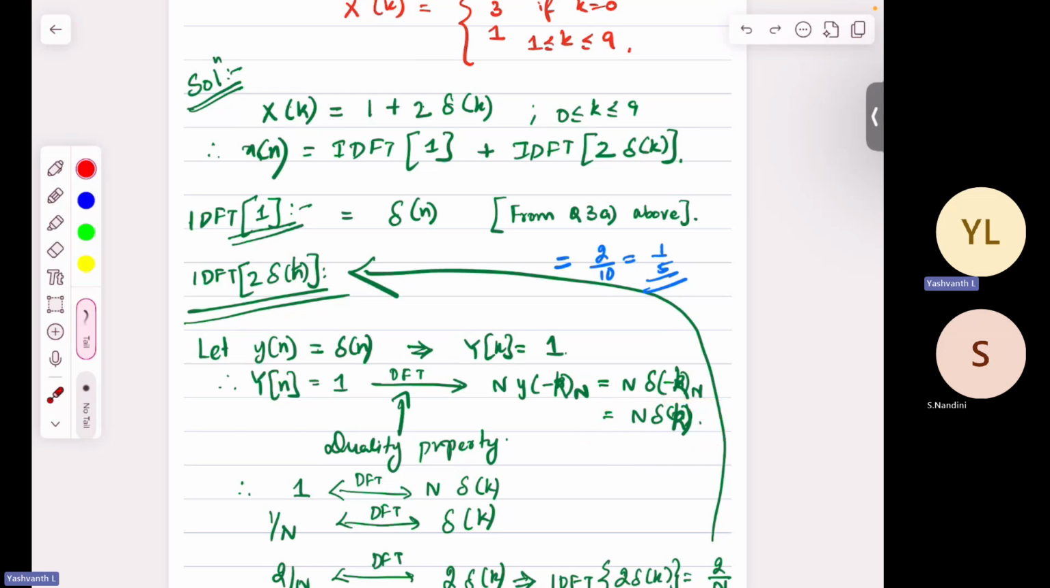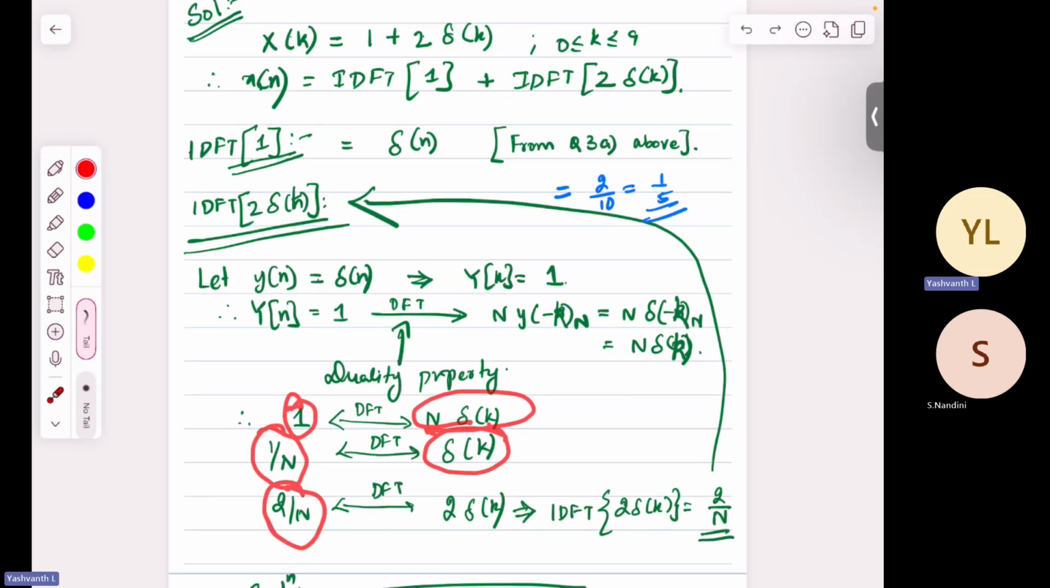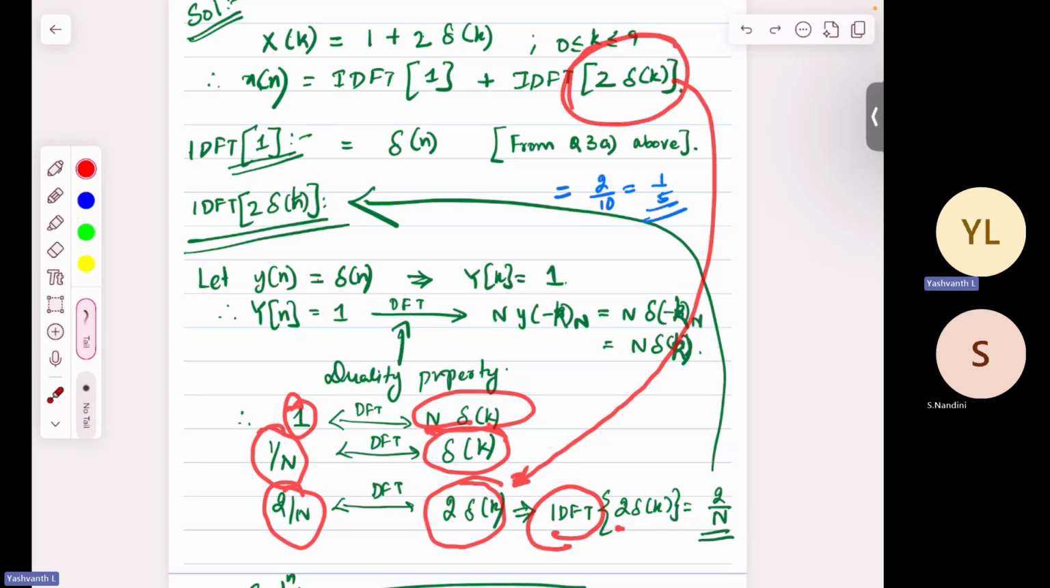Or in other words, it just means that 1 has the discrete Fourier transform N times delta of k, or 1 by N has the discrete Fourier transform delta of k, or 2 by N has the discrete Fourier transform 2 into delta of k. You see, 2 into delta of k is what we wanted, and now we got the answer. Therefore, IDFT of 2 into delta of k is nothing but 2 by capital N. Is it clear?